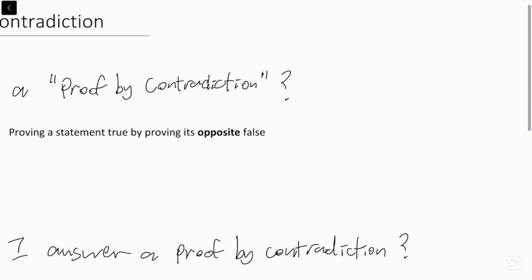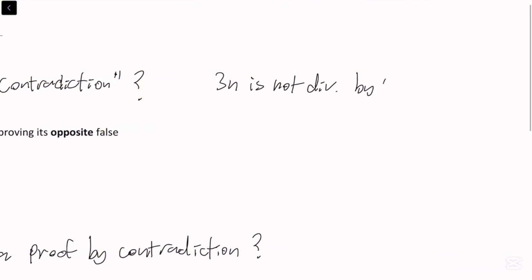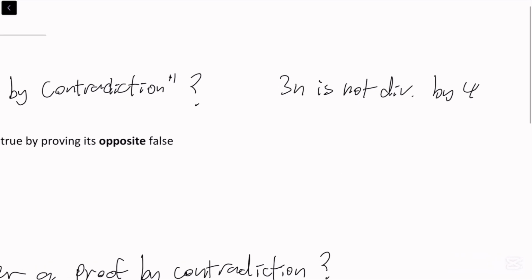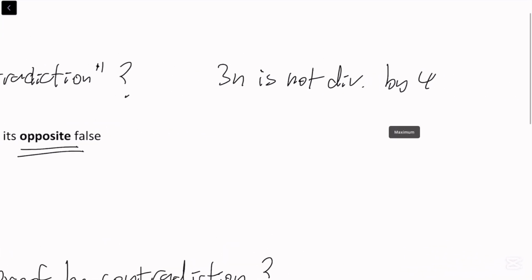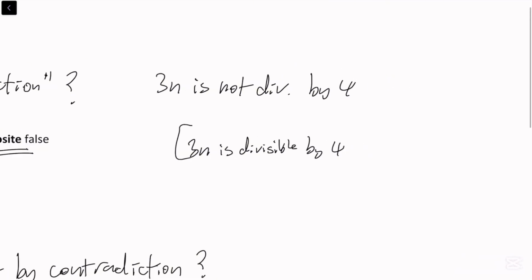So let's say you have a statement, 3n is not divisible by 4. If I want to prove by contradiction that 3n is not divisible by 4, I need to prove its opposite false. When I say opposite, I mean I have to prove 3n is divisible by 4. I have to prove this statement is false.